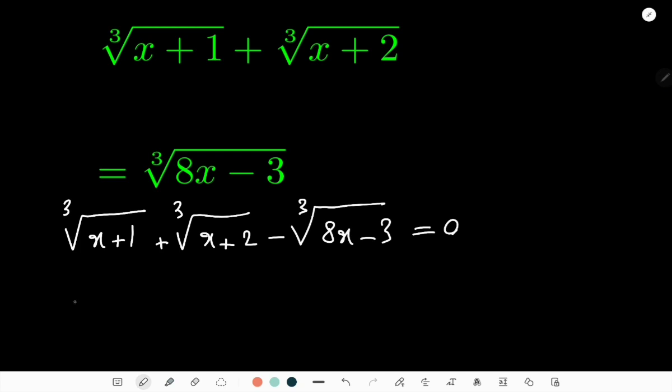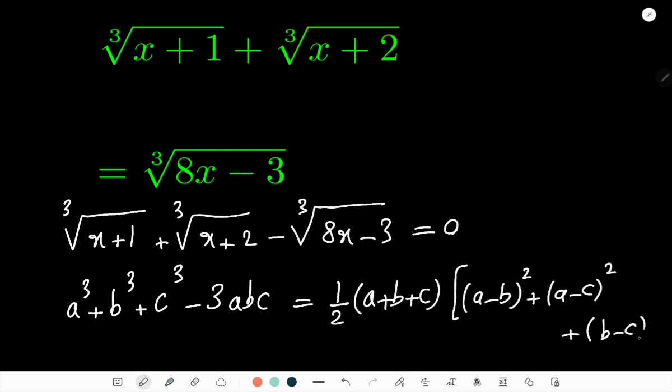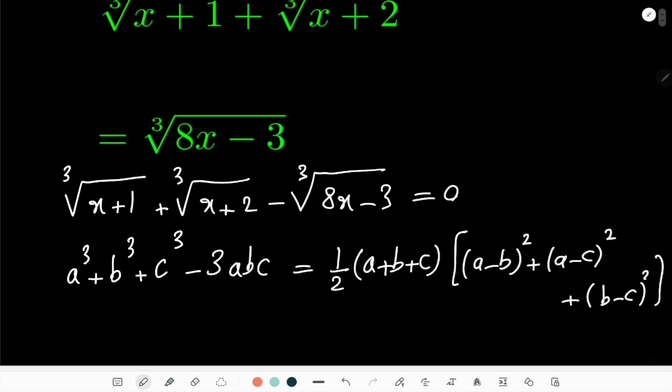And that is a^3 plus b^3 plus c^3 minus 3abc. This is equal to 1/2 times (a plus b plus c) times ((a minus b)^2 plus (a minus c)^2 plus (b minus c)^2). Okay, feel free to prove this identity. It can be proved just by expanding the right hand side.